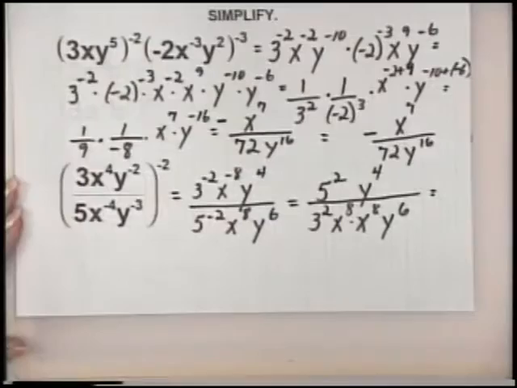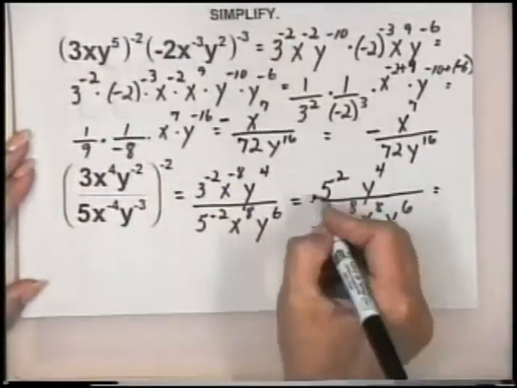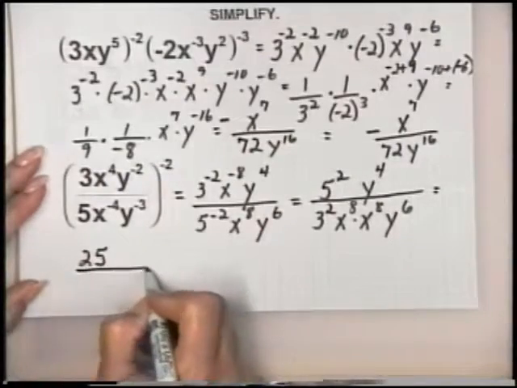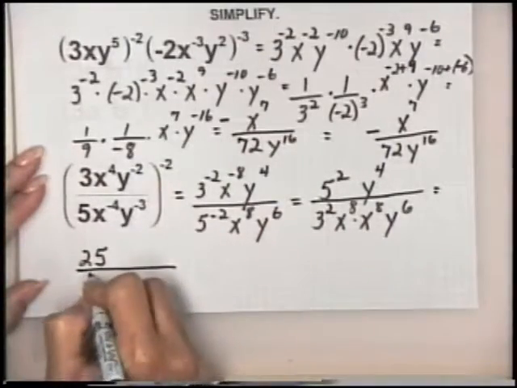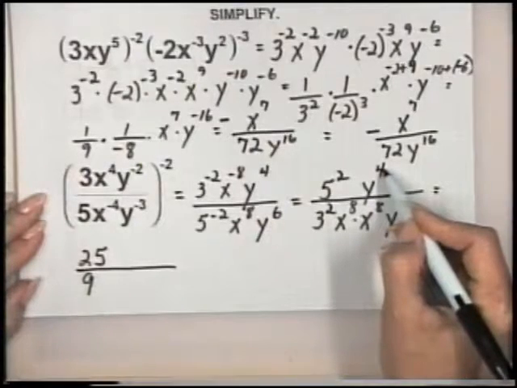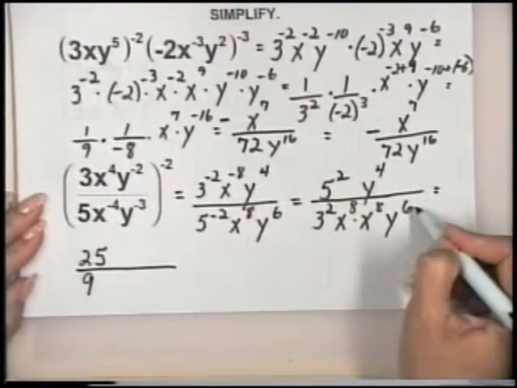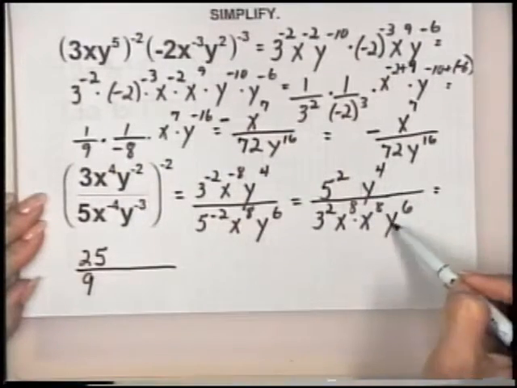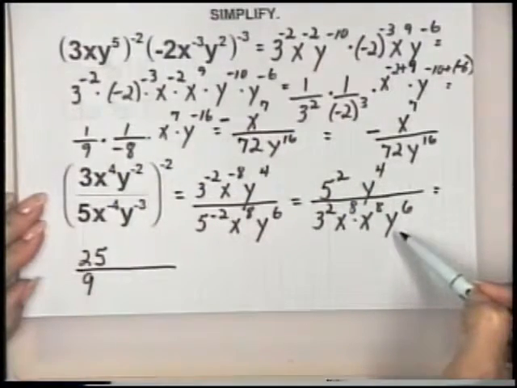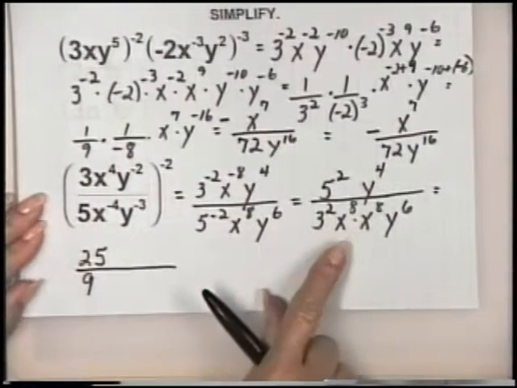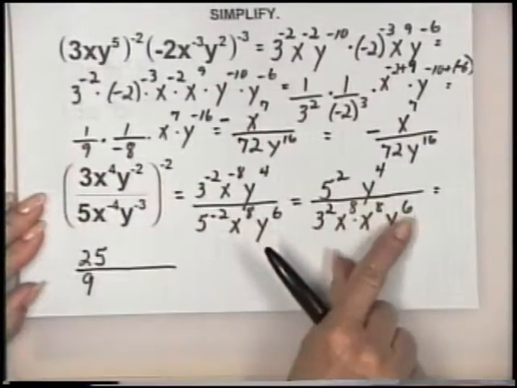Now I am ready to perform my operations. 5 squared is 25. 3 squared is 9. On my y to the 4th in the numerator, y to the 6th in the denominator, I am dividing like bases. So I will use my division rule.